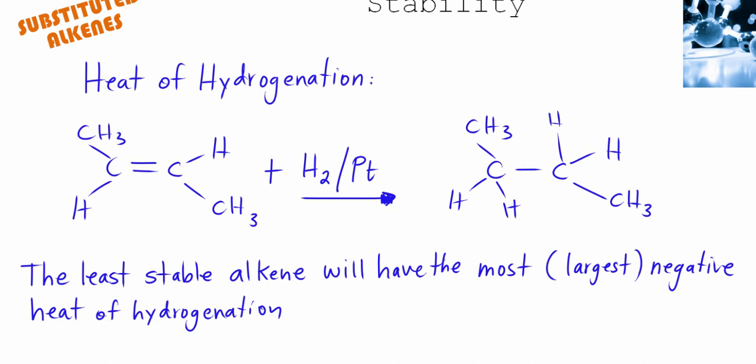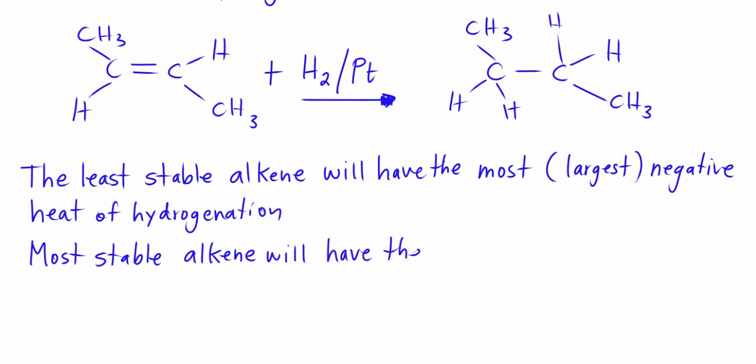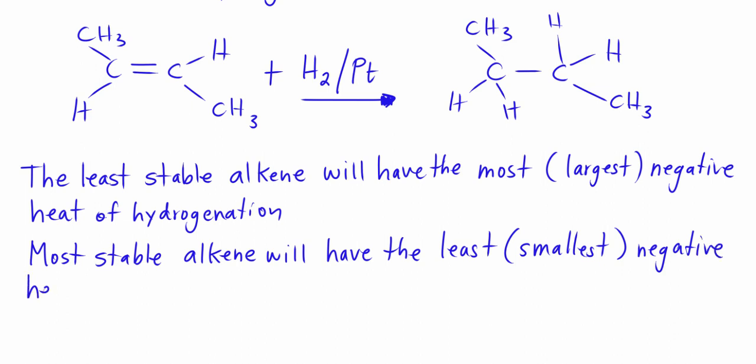Okay, so the converse is true for the most stable alkene. It will have the least, and I can say smallest, negative heat of hydrogenation.